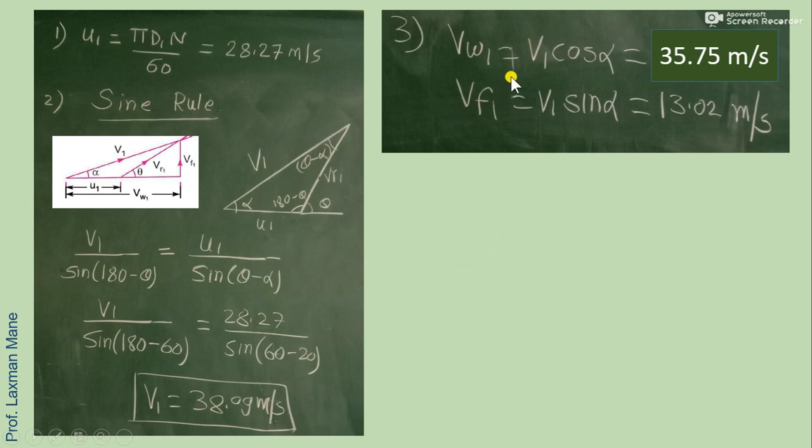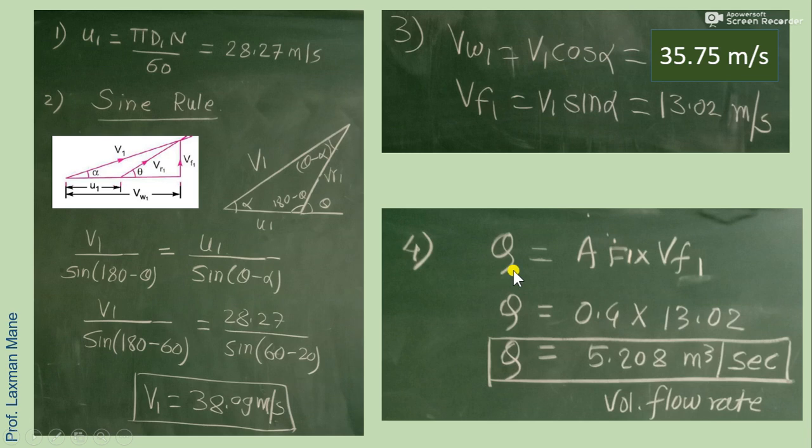Now next, from trigonometry, we know that VW1 is equal to V1 cos alpha, and VF1 is equal to V1 sin alpha. V1 is calculated, alpha is known, so VW1 and VF1 we get.